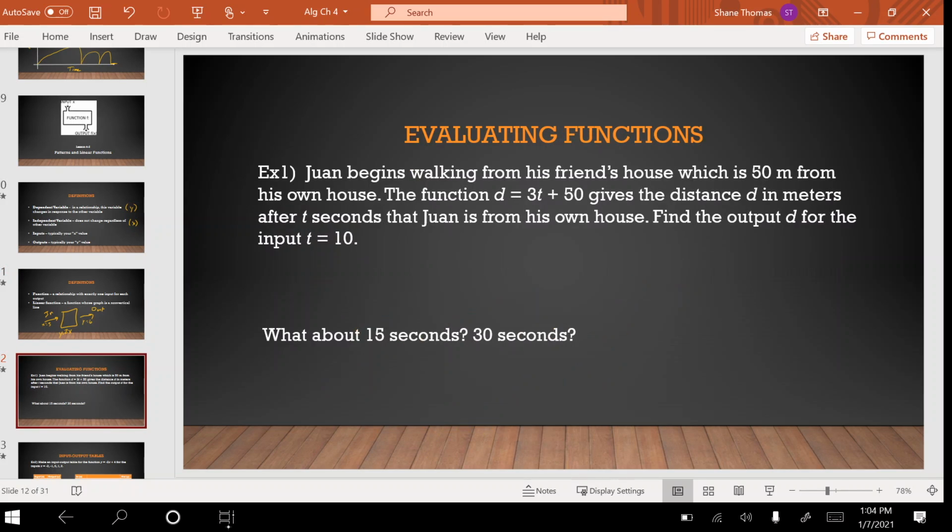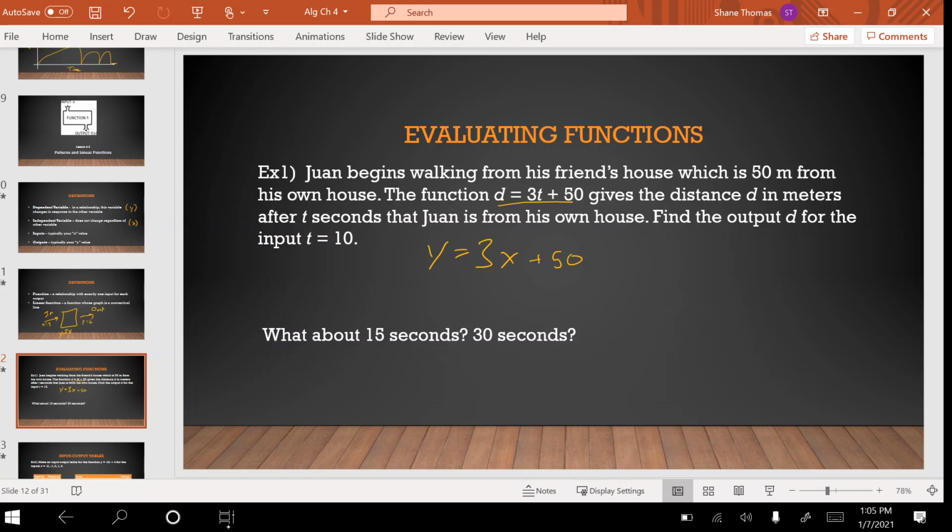All right, so evaluating the function. We got Juan. So Juan begins walking from his friend's house, which is 50 meters from his own house. The function d equals 3t plus 50 gives the distance d in meters after t seconds that Juan is from his own house. Find the output d for the input t equals 10. That sounds like a lot, right? So I'm just going to copy down the function. And I'm actually going to make this y and x just to make it look better for us. I'm going to make it y equals 3x plus 50.